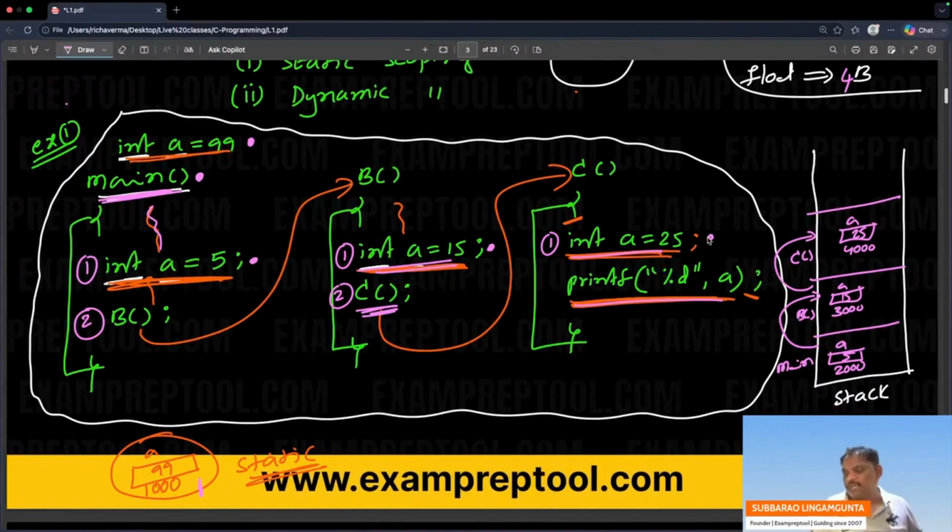Please try to understand. Some people are asking, sir, local declarations are 3, so 3 times memory in the stack. Global declaration is 1 time, so 1 time memory in the static area, and that is at compile time. Local declaration is 3 times memory in the stack. I think people got some clarity now.